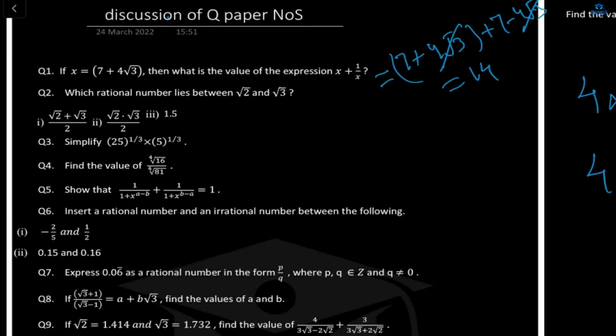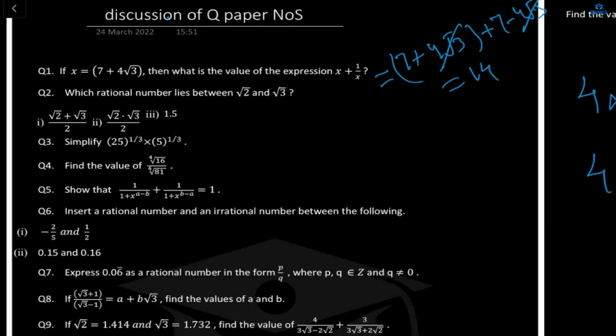Yeah, very good. And Advika, Razi, do you have any doubt in this? Question number second. It is here root 2 plus root 3 by 2. So this number will always be an irrational number. An irrational number cannot be the answer when you have to find a rational number, okay? Yes, ma'am. Okay, so it will be 1.5 only.